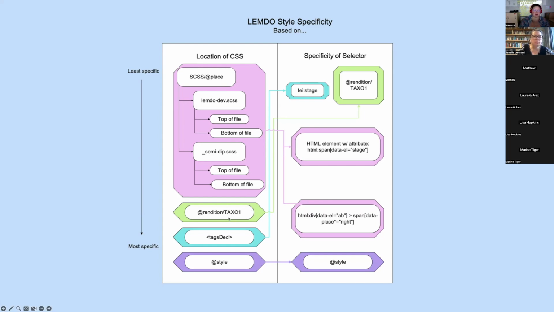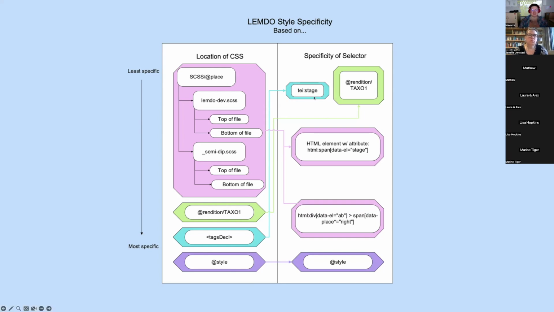Slightly more specific than that, we have rendition attributes, and the reason they're not that specific is because they're coming from the taxonomy file. So they're shared. We then have our tagsDecl, which goes in your file. It applies to your file only, and it applies across the entire file. And then we have the style attribute. Style attributes go on one specific element. They apply only to that element. And so they're as close as you can get, essentially.